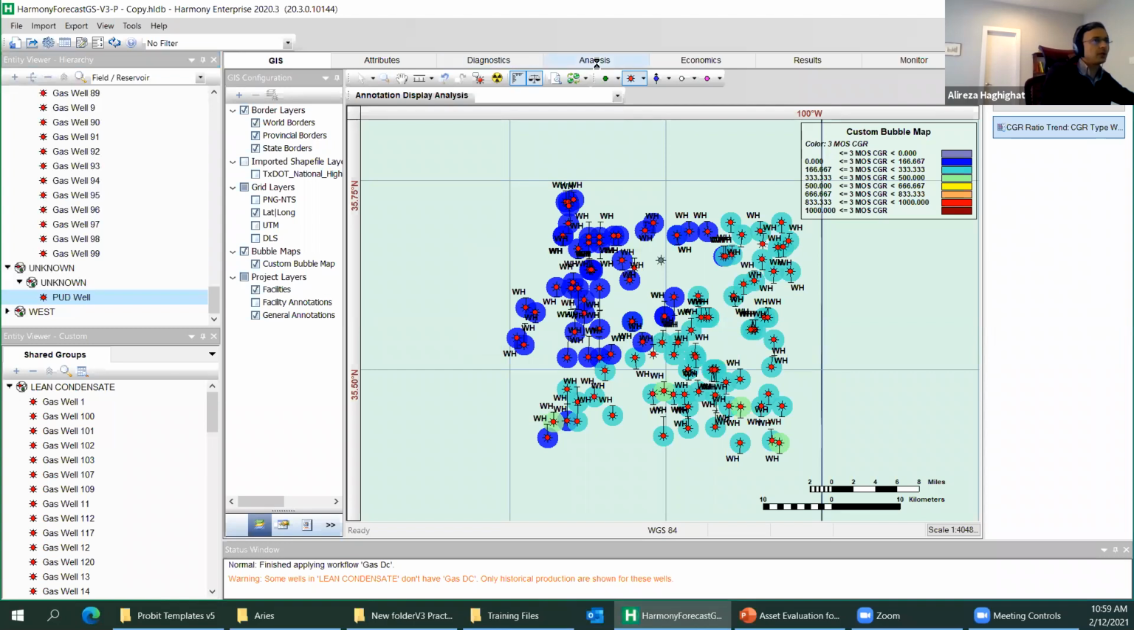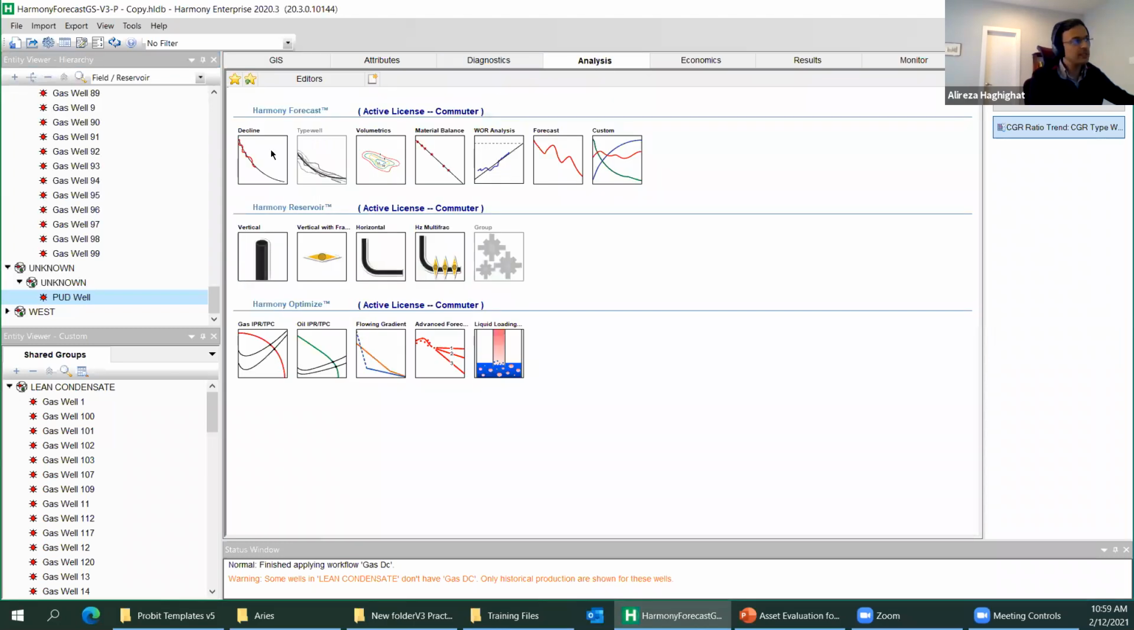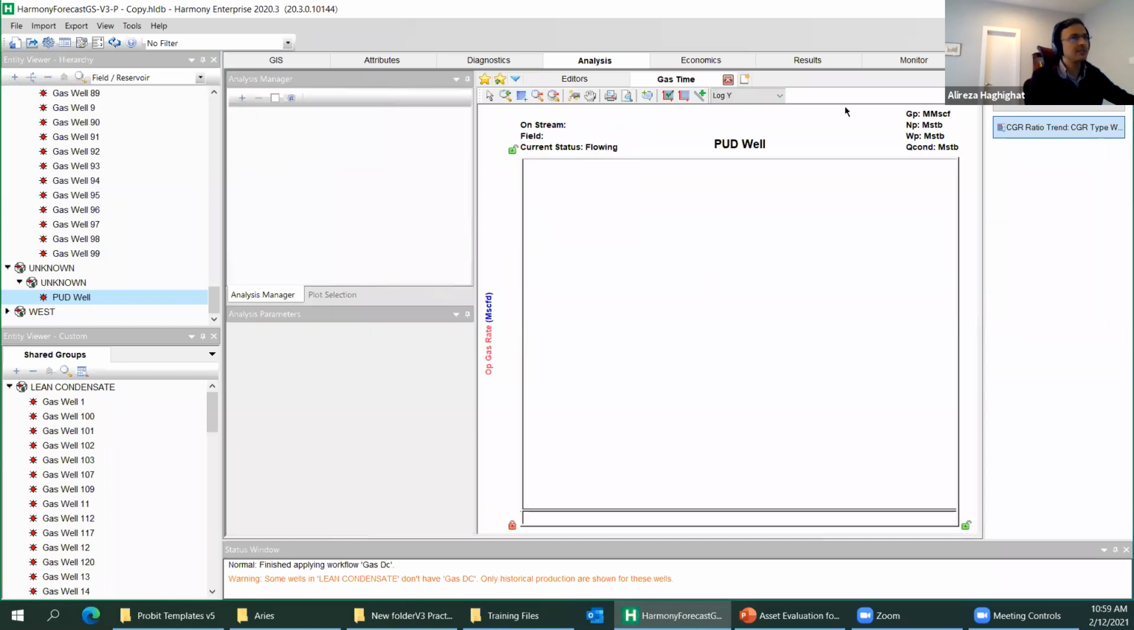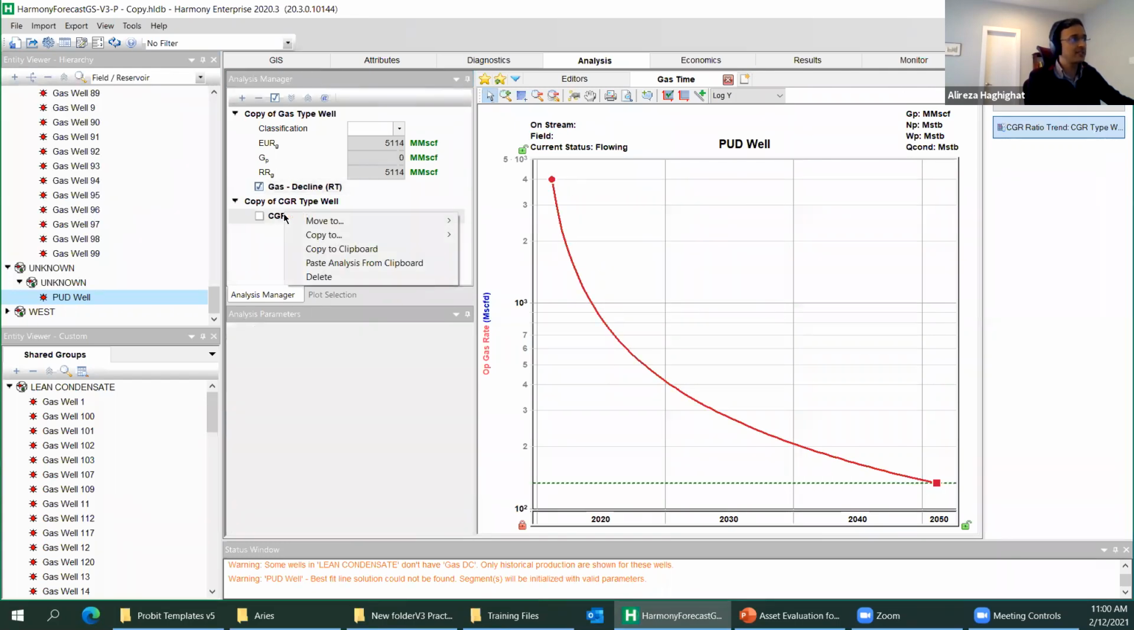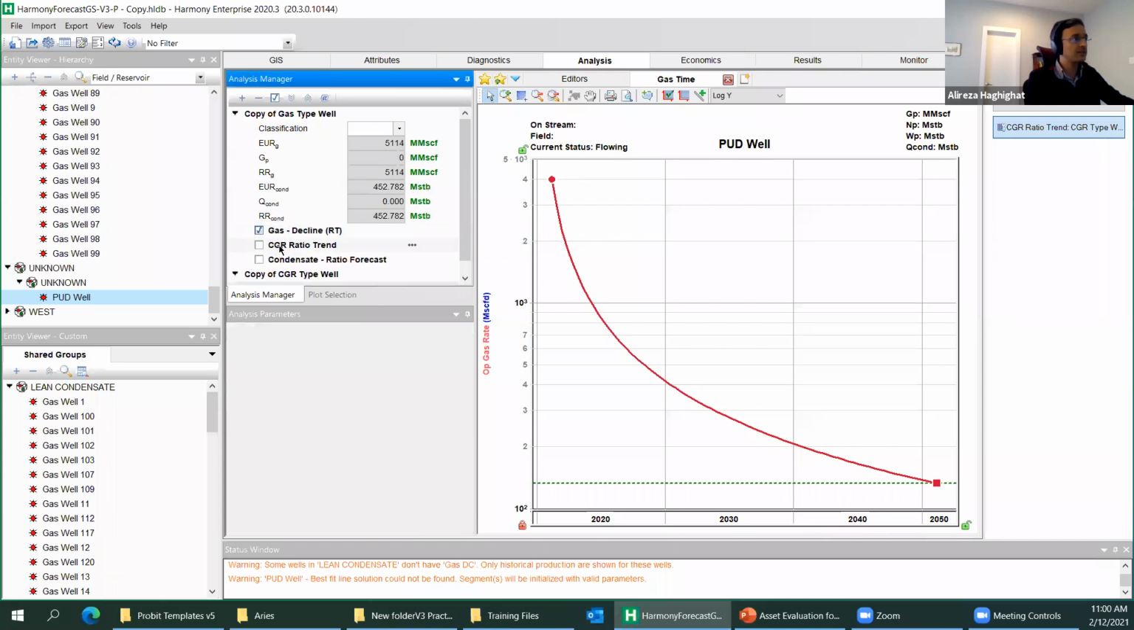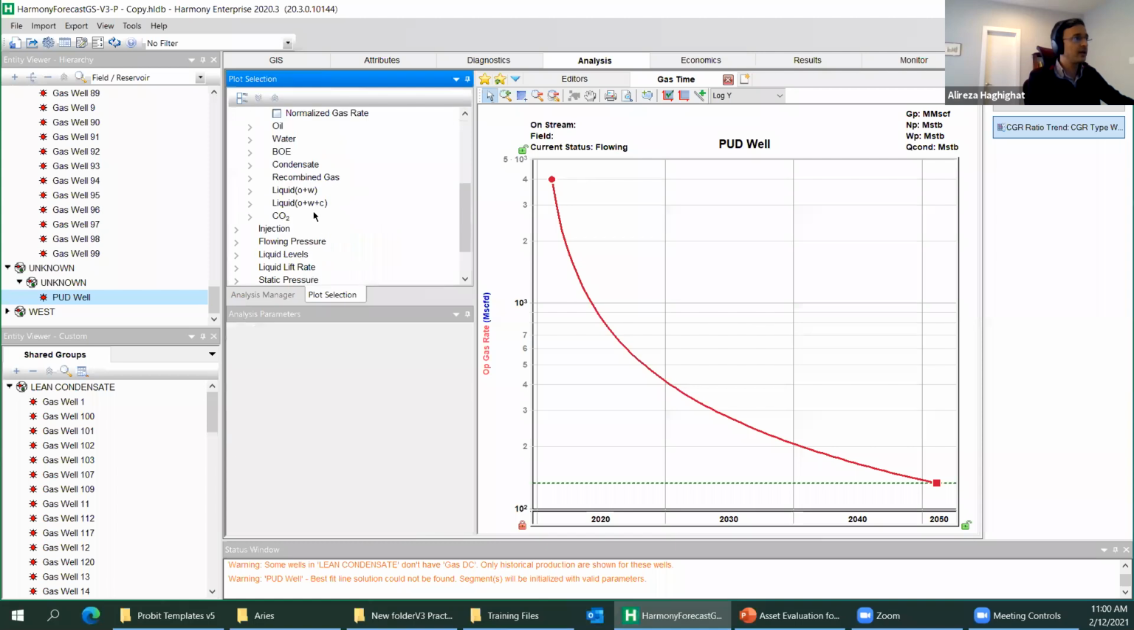I go to the pod well. This is a new well with no production data. So I click on gas, rate versus time. And this time I can bring the type wells that I created for gas and condensate. Now if you click here, you can see this new well will have this gas trend or gas production. I will copy my condensate to gas ratio there, and I will select my condensate rate.